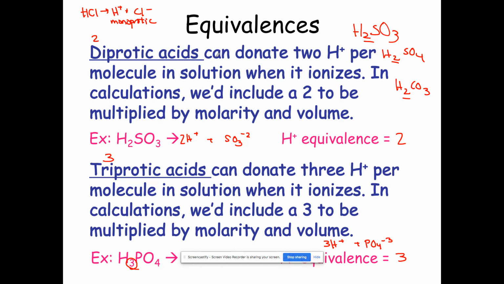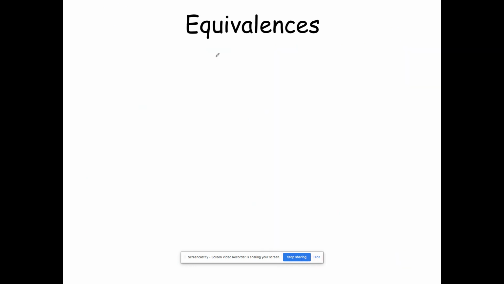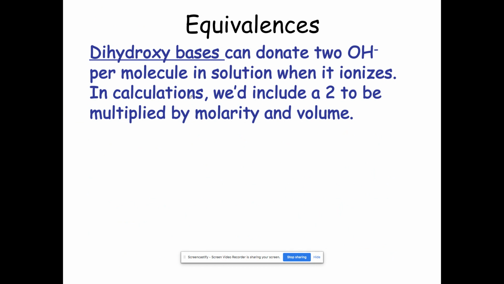This also will affect bases. They just won't be called diprotic or triprotic. They'll be called dihydroxy or trihydroxy. Dihydroxy, 2 hydroxides. So again, the same idea goes. In the calculation, you would include a 2. So it's not just Ma times Va equals Mb times Vb. If you have a dihydroxy base, you would multiply the base side by 2.